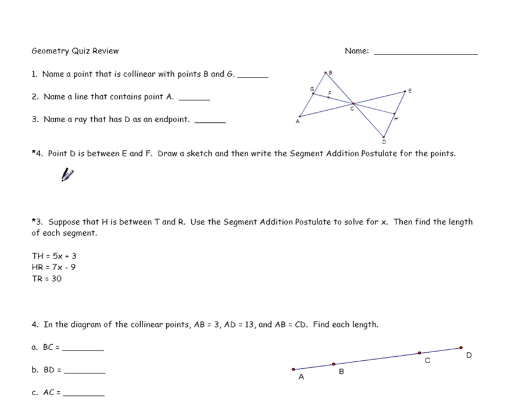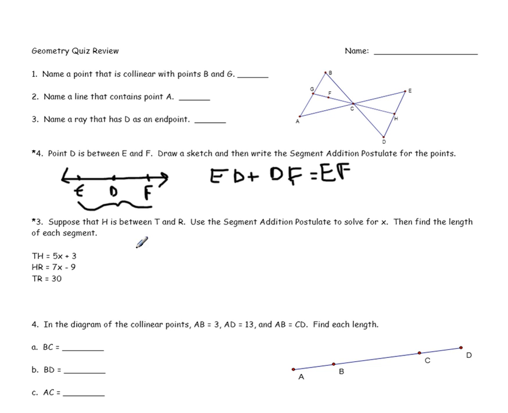Number 4, point D is between E and F. Draw a sketch. So we know E and F are on the ends and point D is in the middle, somewhere in the middle. Draw a sketch, write segment addition. Well, segment addition says that ED, the piece ED, plus the piece DF, so this piece plus this piece equals the whole thing, E to F.